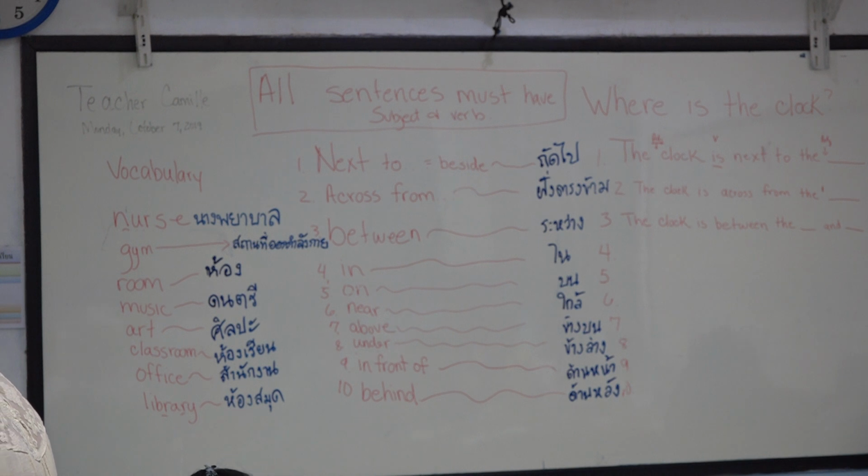The analog clock is near the screen board. That's true. The red clock is above the whiteboard. That's true. The white clock is under the speaker. Mm-hmm. The square clock is in front of the chair. Mm-hmm. The triangle clock is behind the teacher.